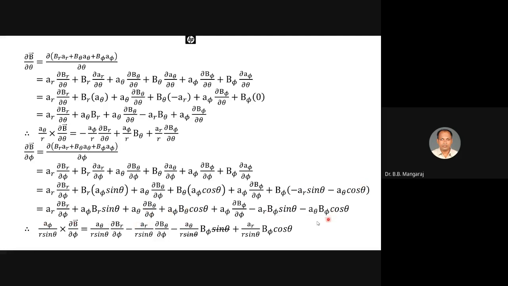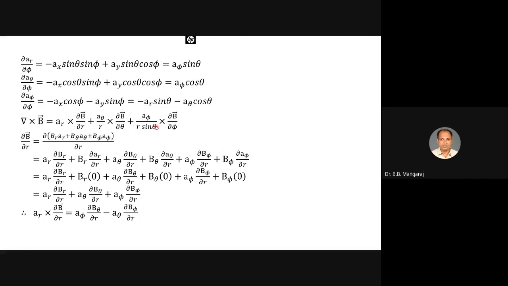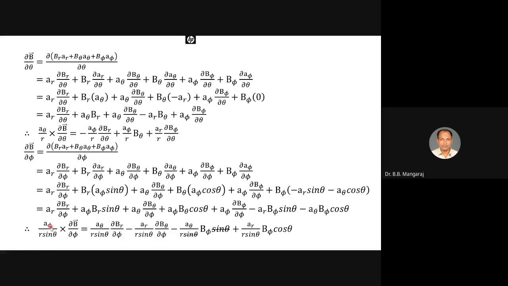That 7 terms will be cross product with A phi by r sin theta. A phi by r sin theta will have a cross product to the del b by del phi. That let us find out. We find A phi with 0, A phi with 0, A phi with 0. So A phi cross product AR will give us A theta, r sin theta is here, del b r by del phi. Then A phi by r sin theta cross product with A theta is our minus AR, r sin theta, del b theta by del phi.